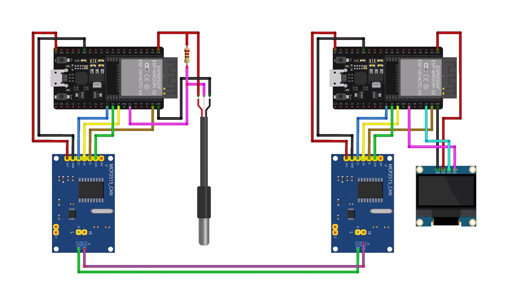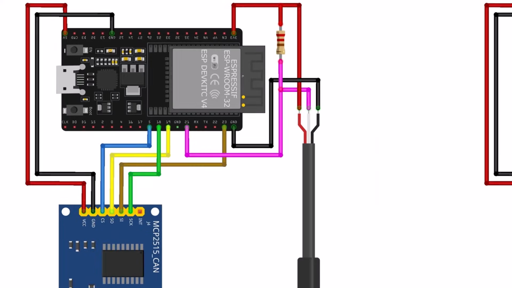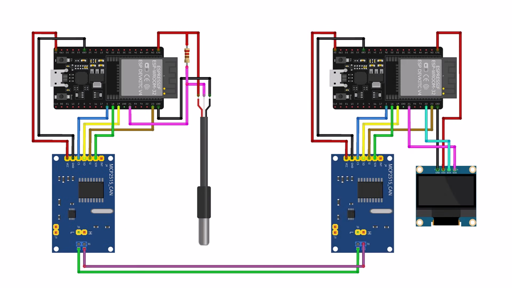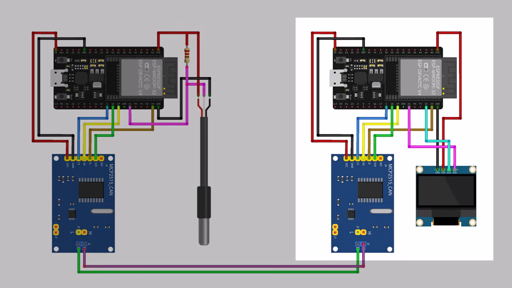Here is the circuit diagram for this. Since MCP2515 is an SPI module, connect its pins to the SPI pins of the ESP32. At the transmitter end, we have connected a DS18B20 waterproof temperature sensor for temperature measurement. On the receiver side, an OLED display is placed for displaying the temperature.